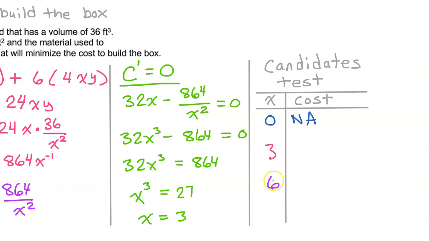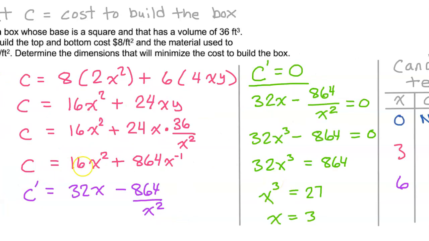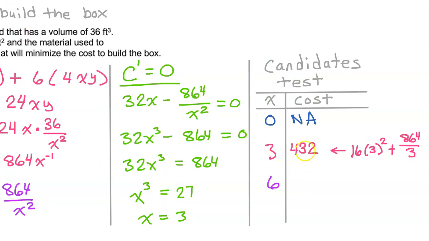So there you go. To find the cost when x is 3, we will substitute 3 in for x in this expression right here. When x is 3, the cost turns out to be $432. Similarly, when x is 6, the cost turns out to be $720. We want to minimize the cost of the box, so we will let x equal 3.